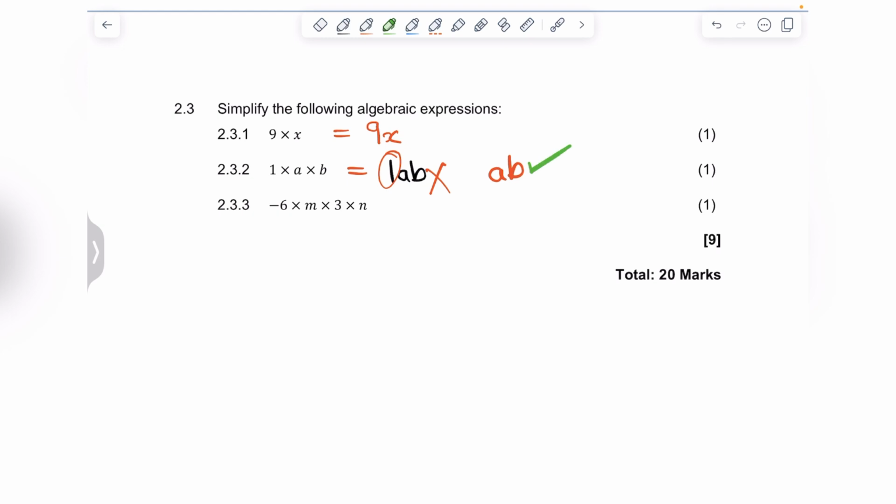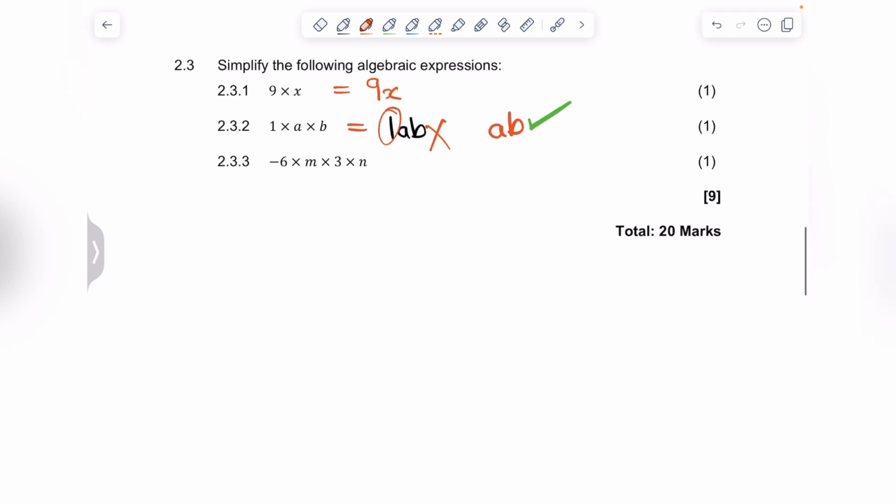2.3.3, surprisingly, ironically, weirdly, a lot of you got 2.3.3 correct. You got this one right, even though you got this one wrong. Nevertheless, the answer to 2.3.3 is -18mn. Now, here we can again apply, and not really have to, because it's straightforward and fairly basic.